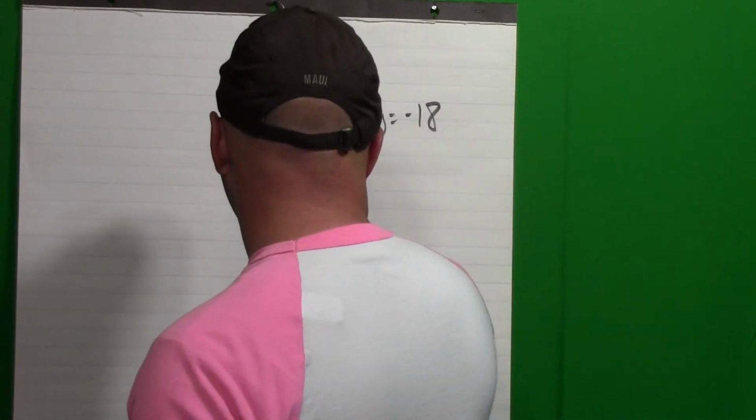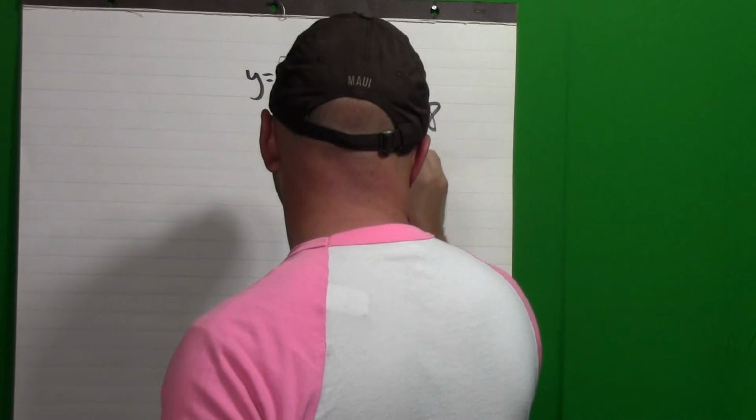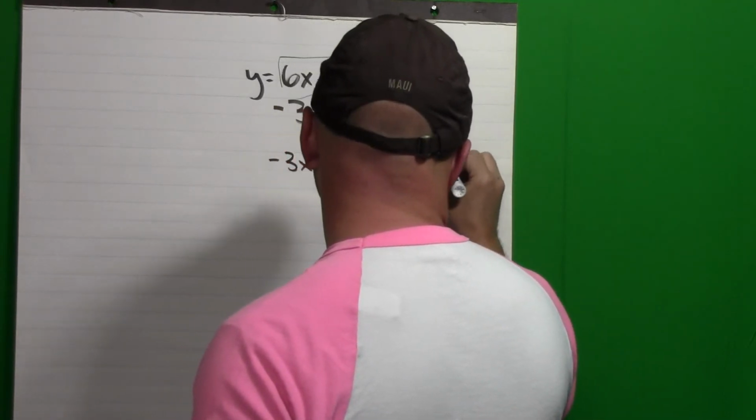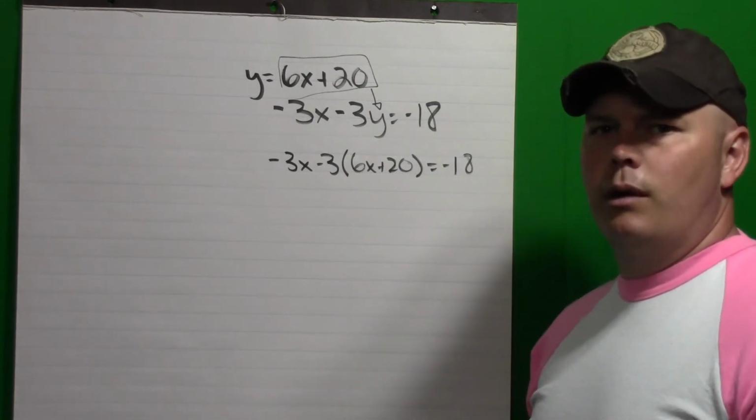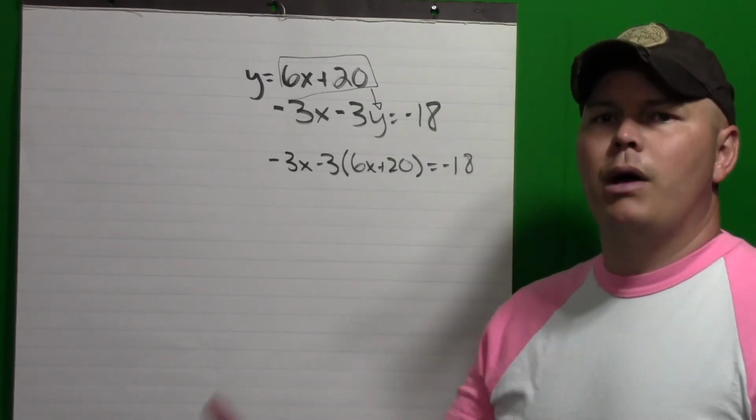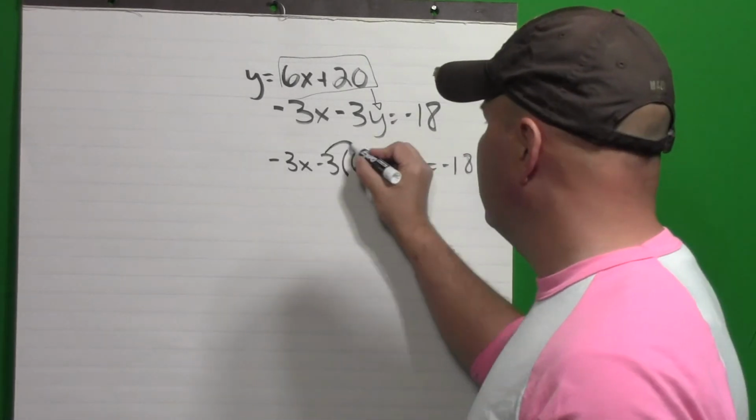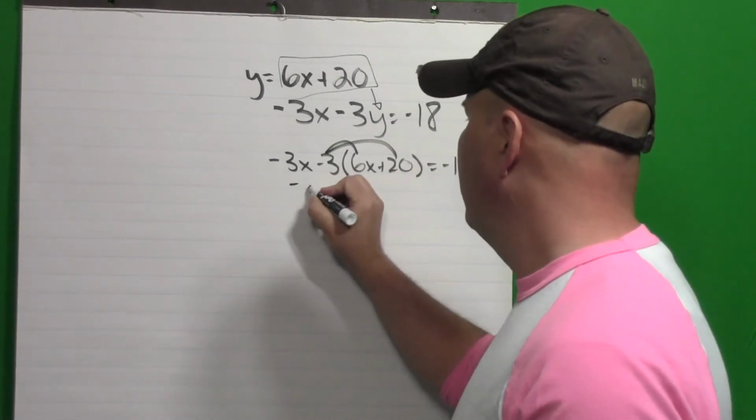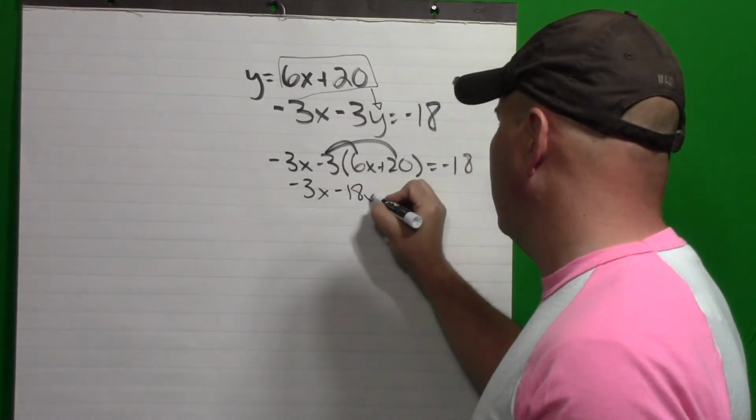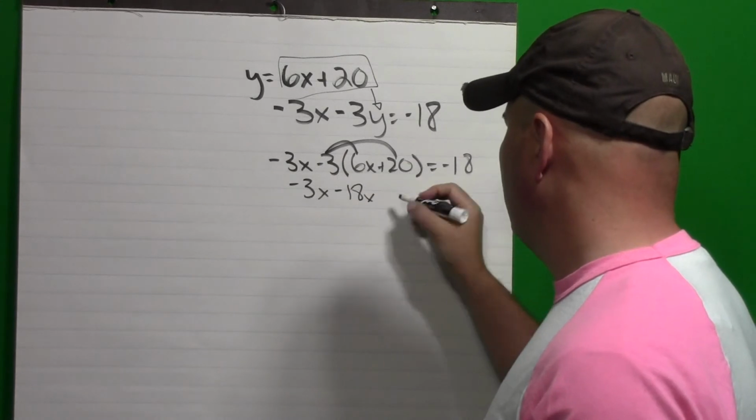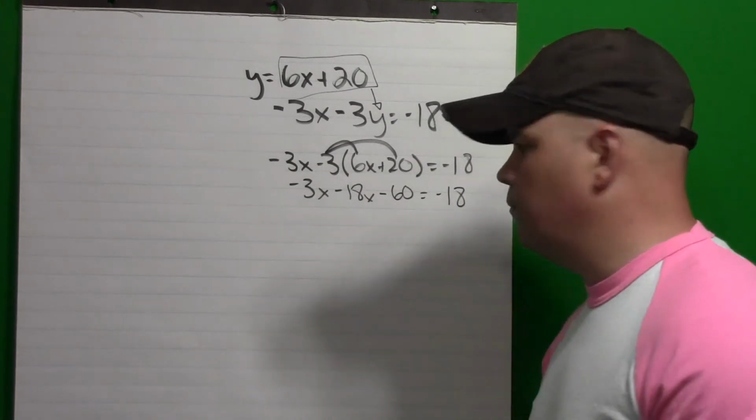So now I have -3x minus 3 parentheses 6x plus 20 equals -18. Okay? And then I'm just going to do what I've been doing. I'm going to distribute, I'm going to combine, I'm going to isolate, and then I'm going to solve. So when I distribute this -3 in, I'm left with -3 times 6 is -18x, -3 times 20 is -60, and that all equals -18.